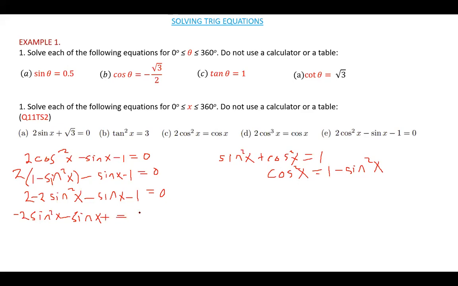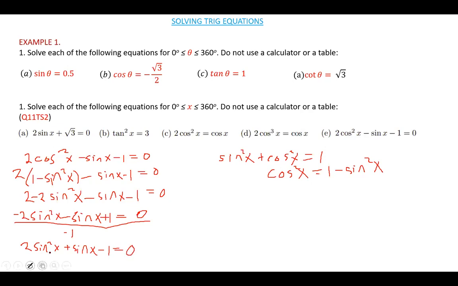is equal to 0. So what I can do here in order to simplify my work, I can divide everything by negative 1. So when I divide everything here by negative 1, I'll get 2 sine squared x, and then instead of being a negative here, a positive sine x, and then here, instead of being a positive, it to be negative 1, which is equal to 0.